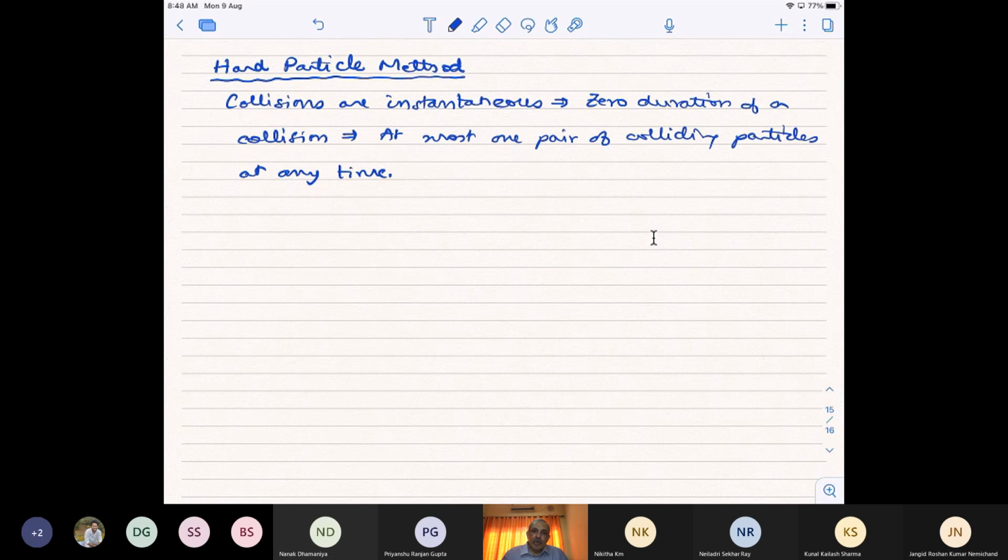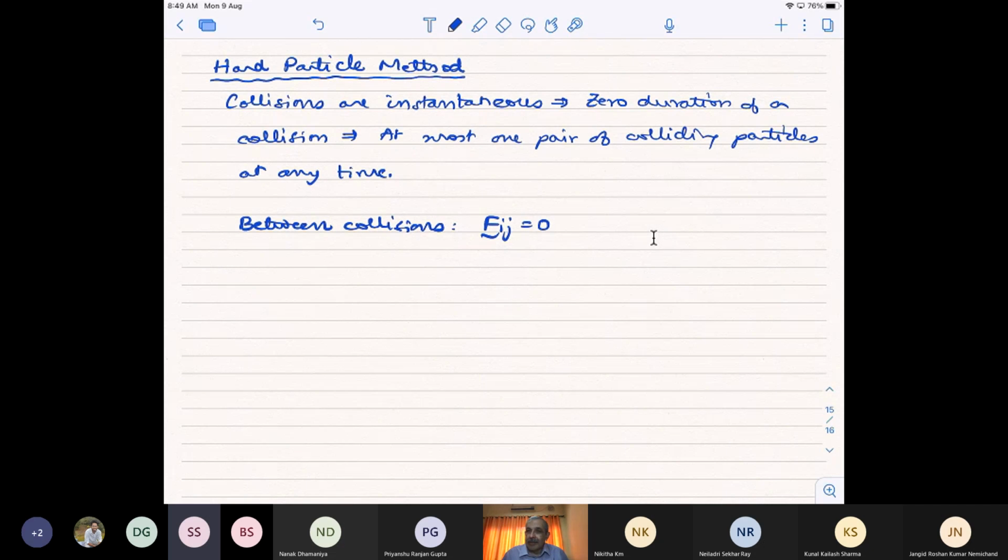And when there are no collisions, there is no interparticle force. So if two particles are not colliding, so what we say is between collisions, force is zero. So we can easily integrate.